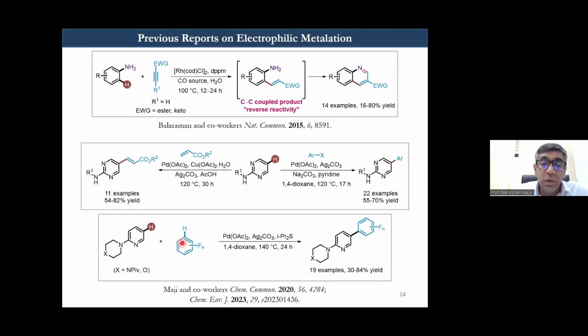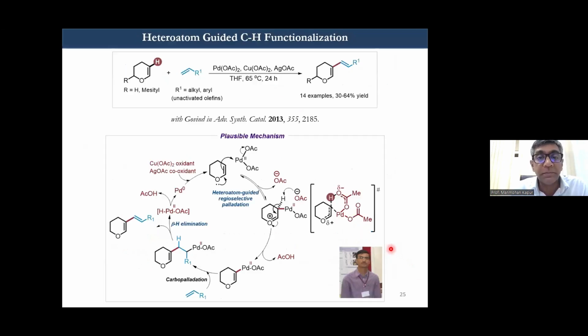You can also do a cross dehydrogenative coupling with arenes using 2-aminopyridines. Again, you can see here this amine can push its pair of electrons at this position, making it electron rich. And therefore, you can carry out a metallation at this position, followed by the reductive elimination to give this particular functionalized product. In all of these cases, you can see that there is no directing group involved. It is essentially completely governed by the electronics of the substrate.